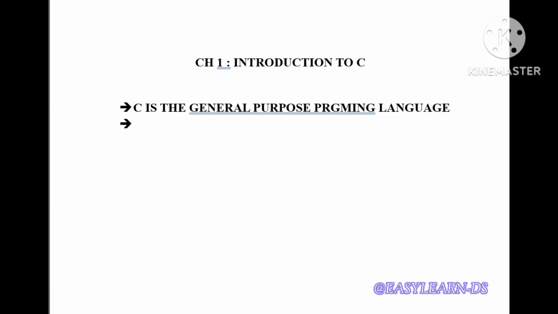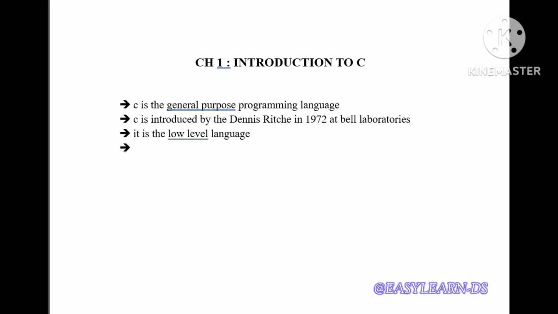C is a general purpose programming language. C was introduced in 1972 by Dennis Ritchie. It was introduced by Dennis Ritchie in the year 1972 at the Bell Laboratories.